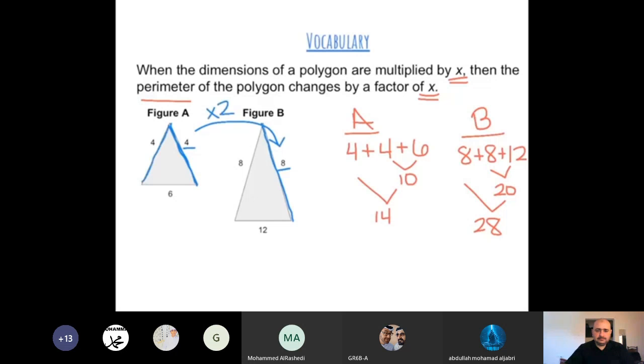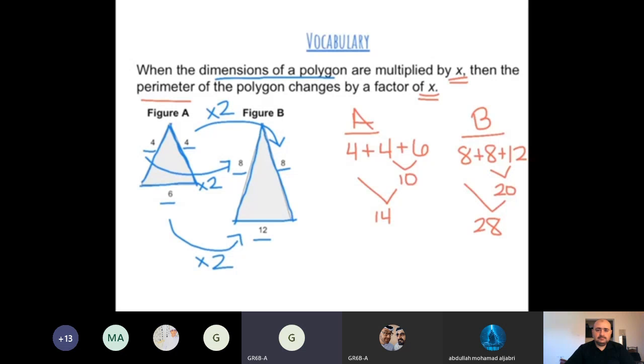This side is 4, and this side in figure B is 2. So that's also 2 times greater. The bottom of the triangle is 6 in figure A, and the bottom of the triangle is 12 in figure B. So that's also 2 times the size. So the dimensions of polygon A are multiplied by a factor of 2 to get to figure B. So the perimeter is also multiplied by 2 to get from figure A to figure B.